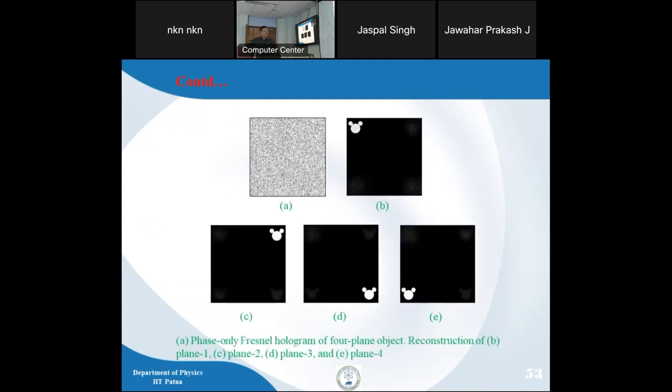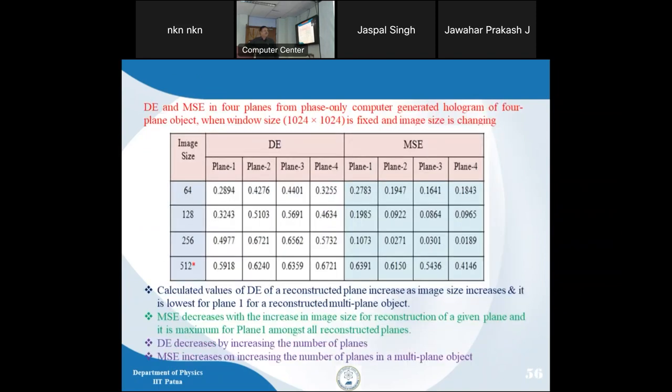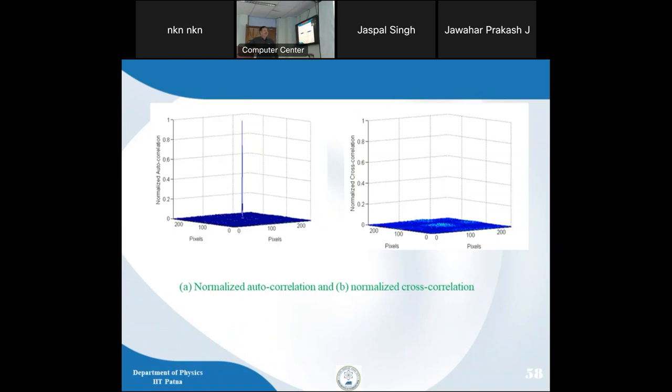There are some more results here. Again, plane 1, plane 2, plane 3, plane 4, many things. We still have many things to do with this. We have not done them. The student finished his PhD and left, so I have also forgotten that we have to do something. But in this case, what was the idea?